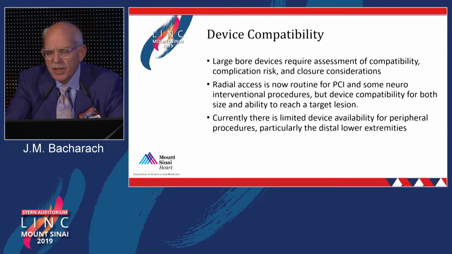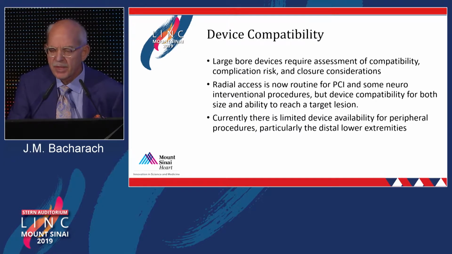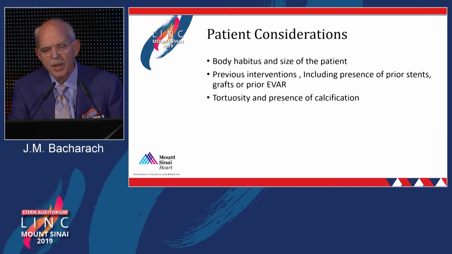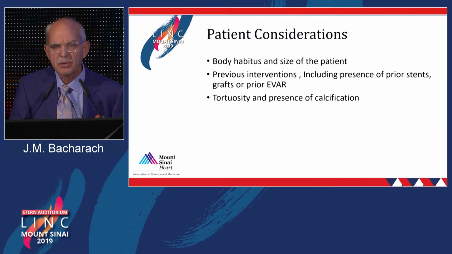Radial access is now routine for percutaneous coronary interventions and some neurointerventional procedures. There are some issues with device compatibility for both size and the ability to reach the target lesion when we're talking about peripheral cases. Currently, there's limited device availability for peripheral procedures, particularly in the distal lower extremities, and this can be exacerbated when you're dealing with very tall patients. Well, what are the patient considerations? Body habitus, size of the patient, previous interventions, including the presence of prior stents, grafts, or prior endovascular aortic repair, clearly changes your approach. Tortuosity and the presence of calcification have a significant influence as well.